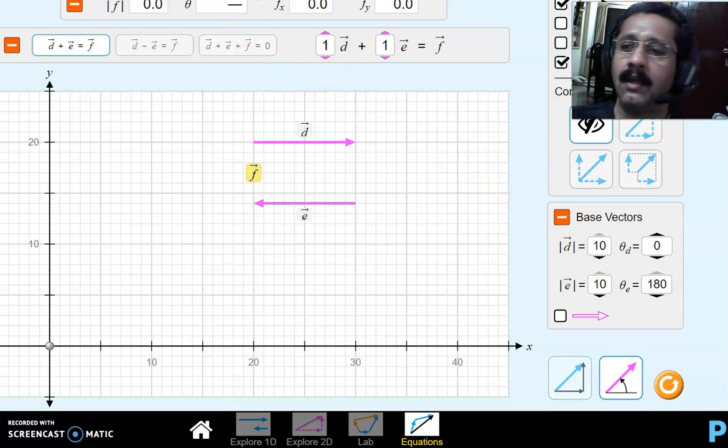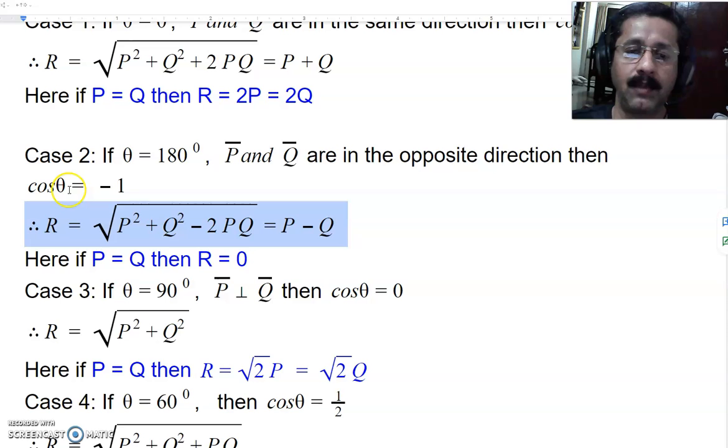That is what you say, that whenever two forces are exactly opposite to each other, acting at the same point and along the same line of action, you would have the resultant vector equal to 0. The vectors would cancel each other's effect. So that is what is seen in this particular case.